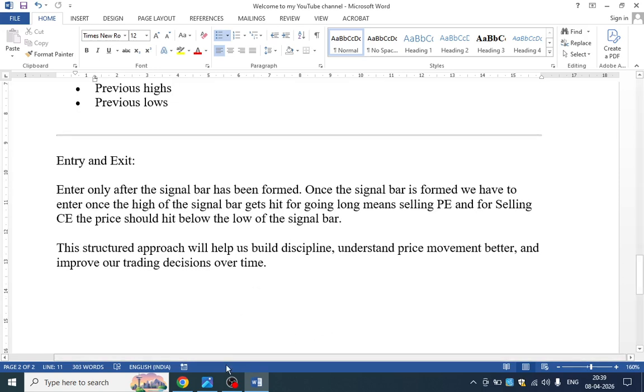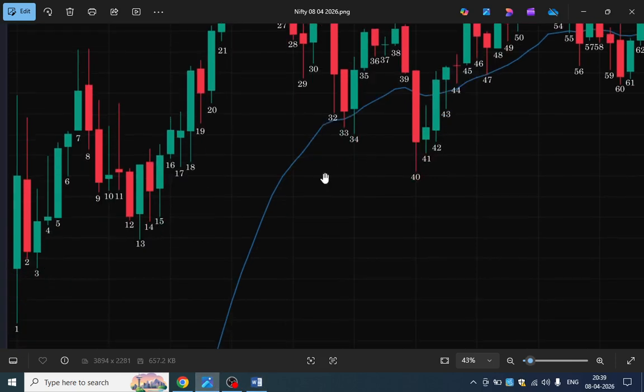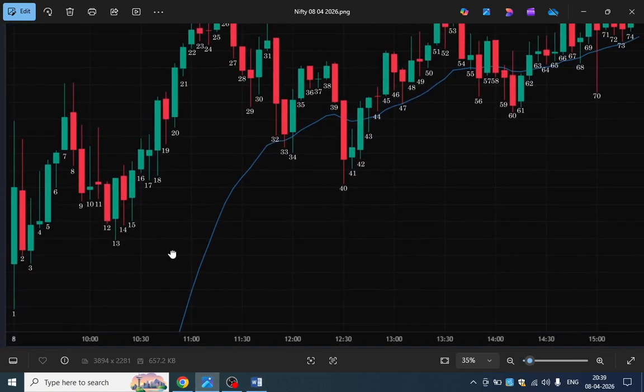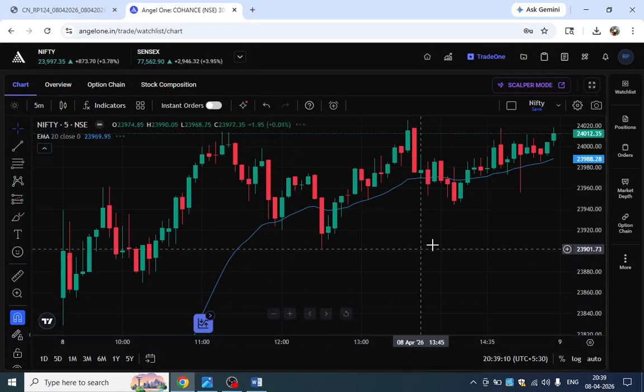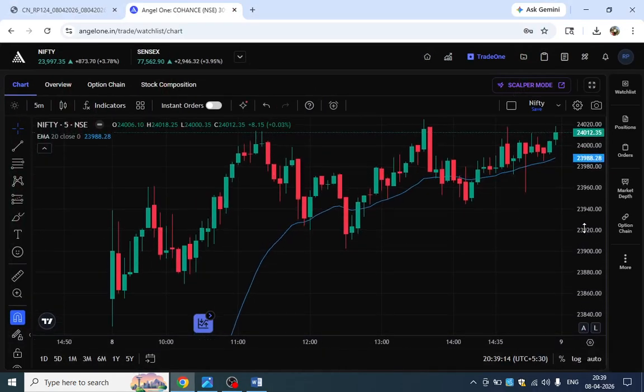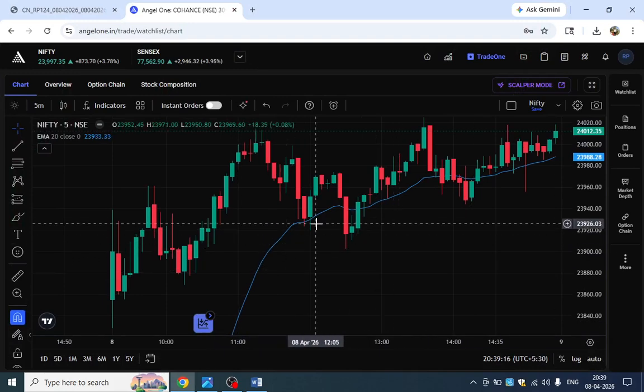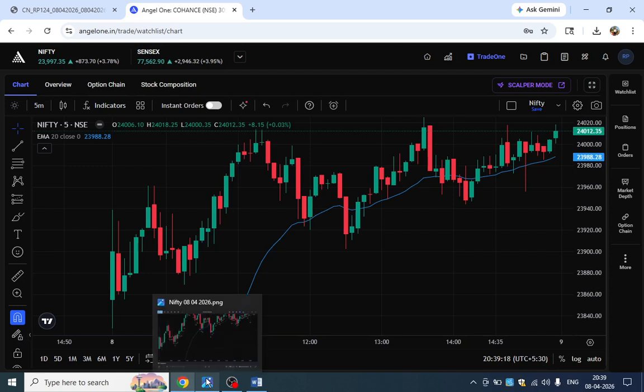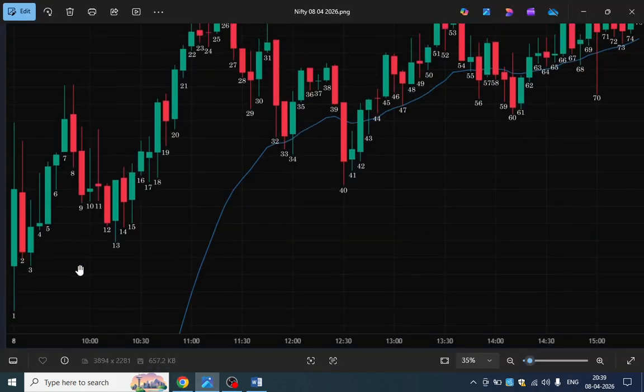So let's go directly to today's chart. As you know, there was a big gap up today, but we don't consider the gap up or what will happen, because we are studying bar by bar.